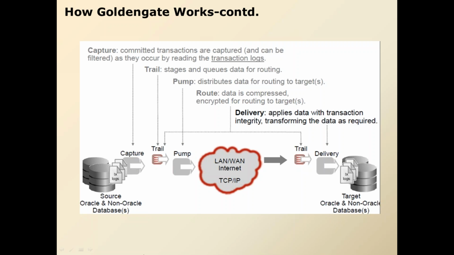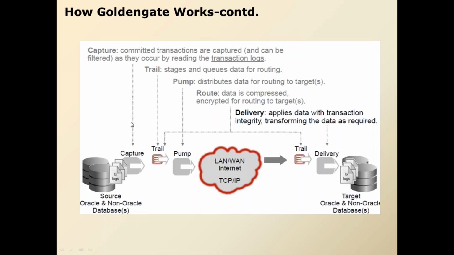Second is the pump process, which sends the data over the network. And third is the delivery process, which applies the data from remote trail to target database. The trail file on local system is known as local trail. Trail file on target system is known as target trail or remote trail.